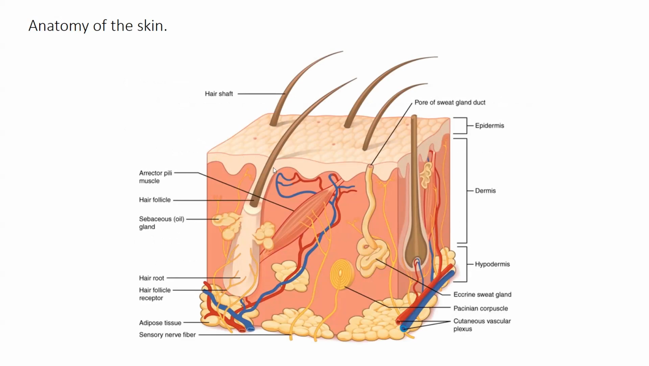When we look at the skin, here's a nice cross-section through the skin. You'll notice this outermost portion at the top is called the epidermis. Epidermis, meaning on the dermis. And that's composed of rapidly dividing cells and a layer of dead cells on the surface that slough off. It has no blood vessels. So the nearest blood vessels providing oxygen and food are in the dermis.